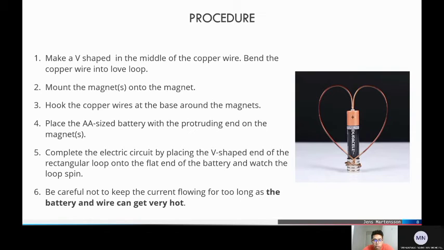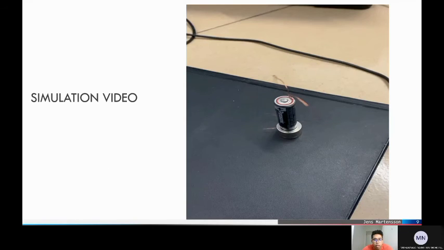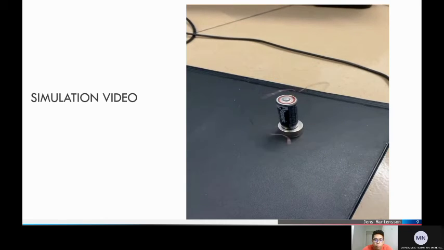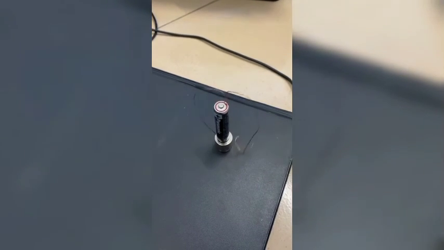Place the AA size battery with a protruding end on the magnet. Complete the electric circuit by placing the V shape and the rectangular loop onto the flat end of the battery and watch the loop spin. Be careful not to keep the current flowing for too long, as the battery and wire can get very hot. This is the simulation video for our homopolar motor.